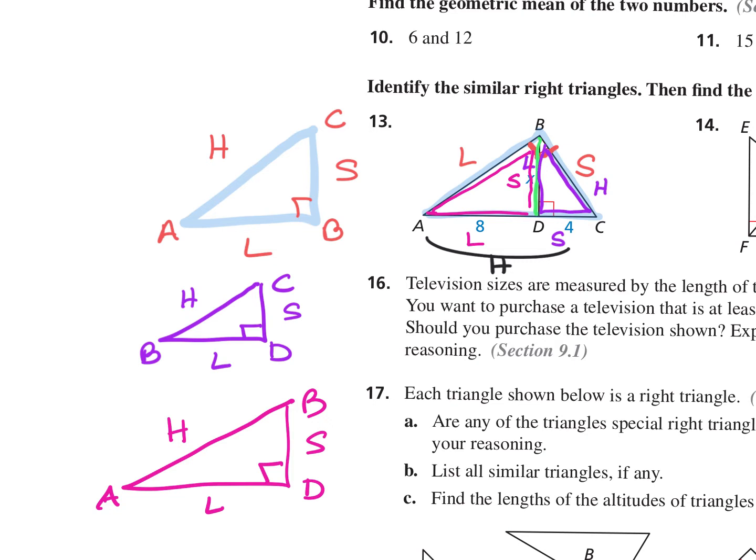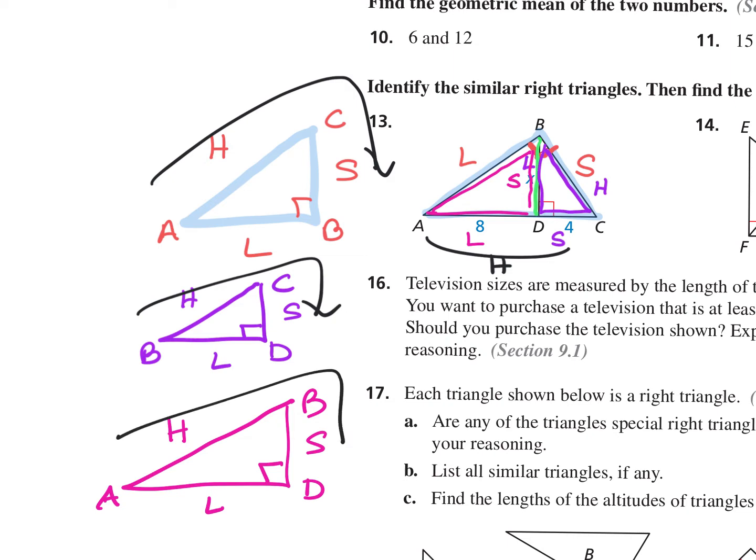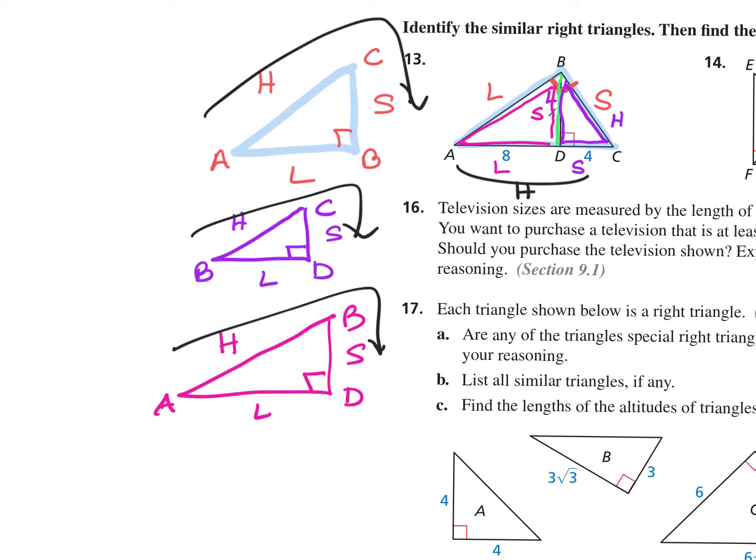Then when you go to write a similarity statement, if you decide to go hypotenuse to shorter leg, all you're going to do is go around this way. Or around this way for all of them. So like for the first one, it would be triangle ACB. And then the next one, BCD. And then for the pink one, ABD.